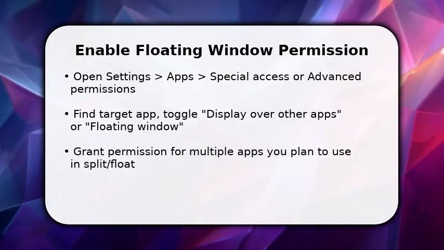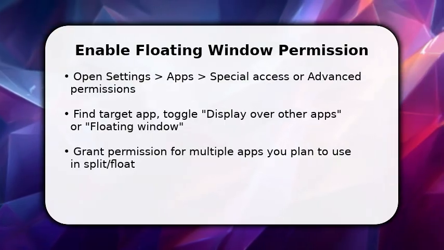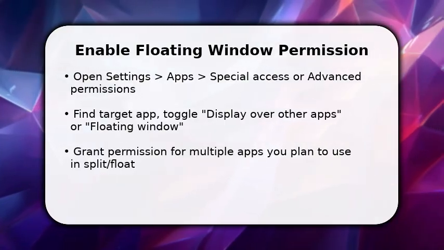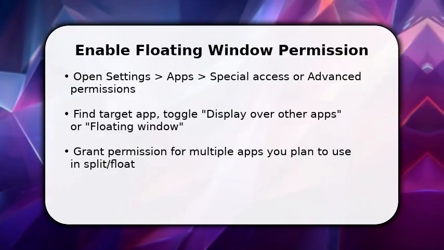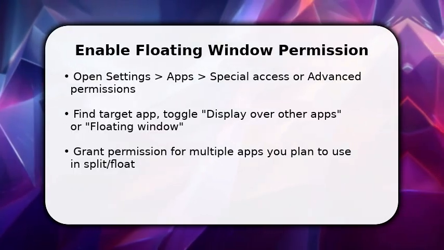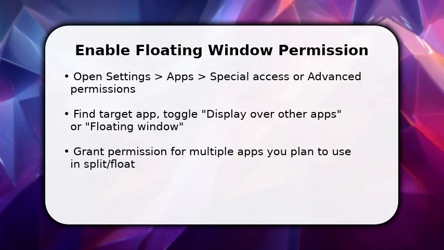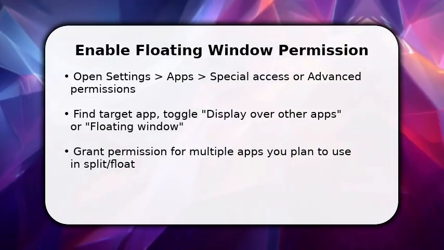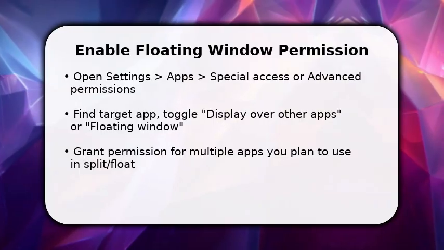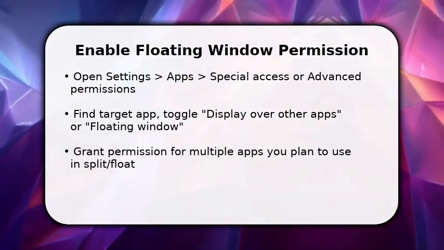You start by granting the Display Over Apps permission because Android blocks floating windows without it. Open Settings, go to Apps or Permissions, then Special Access. Find Display Over Other Apps or Floating Window. Tap the app you want to float and enable the switch. Once done, repeat for any other apps you plan to use.